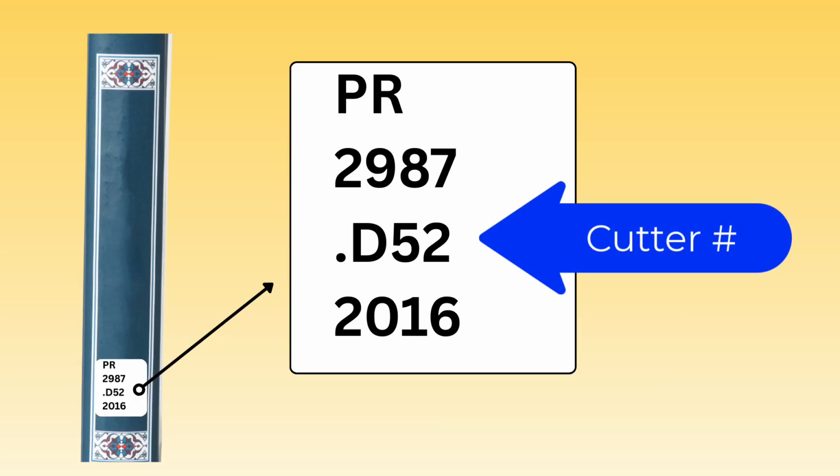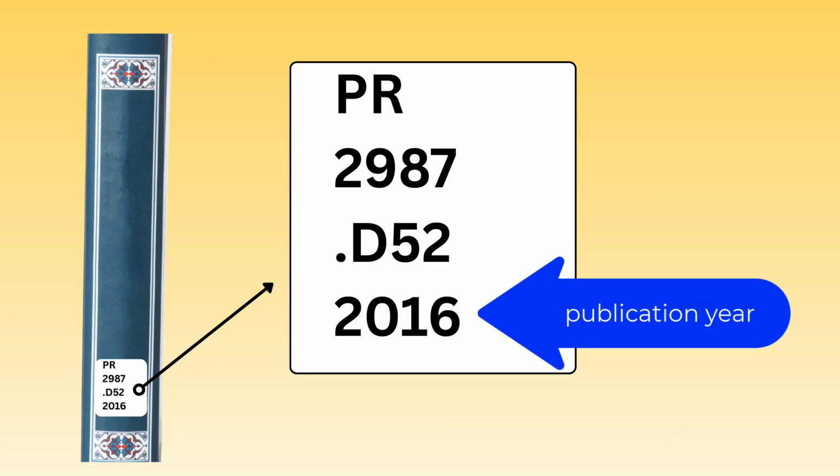The third line is called the Cutter number, developed by a librarian named Charles Cutter. It usually starts with a decimal and a letter, and often represents the author's last name or title of the book. A crucial tip, these numbers are treated as decimals. This means .B833 comes before .B84 because .833 is smaller than .84. Always compare these numbers digit by digit.